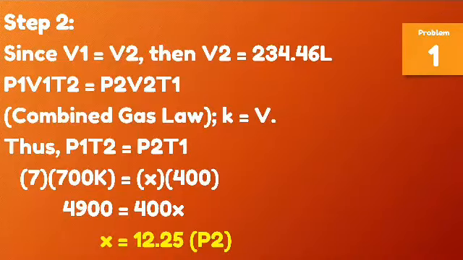Since we have our second volume, we can now find our P2 or the second pressure. What we're going to use here is the combined gas law, which is P1 V1 T2 equals P2 V2 T1. Since again the volume is constant, we can cancel the V1 and V2. We can use P1 T2 equals P2 T1. So through the substitution method, 7 atmospheric pressure times 700 Kelvin equals X, which is the second pressure, times 400 Kelvin. So that would be 4,900 equals 400X. Divide both sides by 400, so X equals 12.25, or our second pressure, P2.